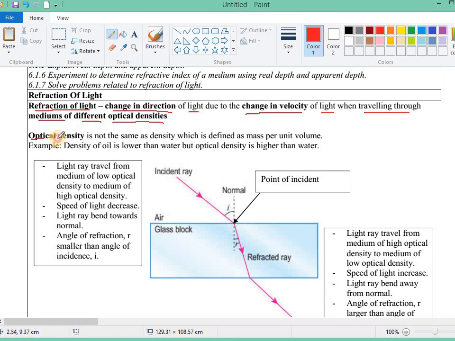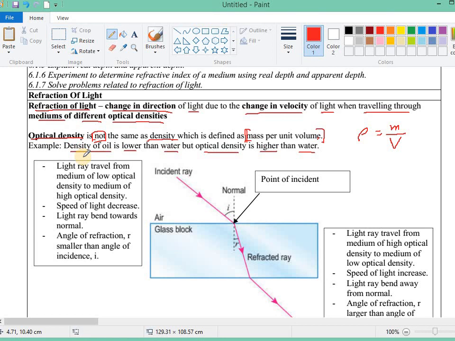Optical density is not the same as density. Density is mass per unit volume. Optical density is not the same as density. For example, density of oil is lower than water, but optical density of oil is higher than water. I repeat, density of oil is lower than water, but optical density is higher than water. So this shows that optical density is actually not the same as density.